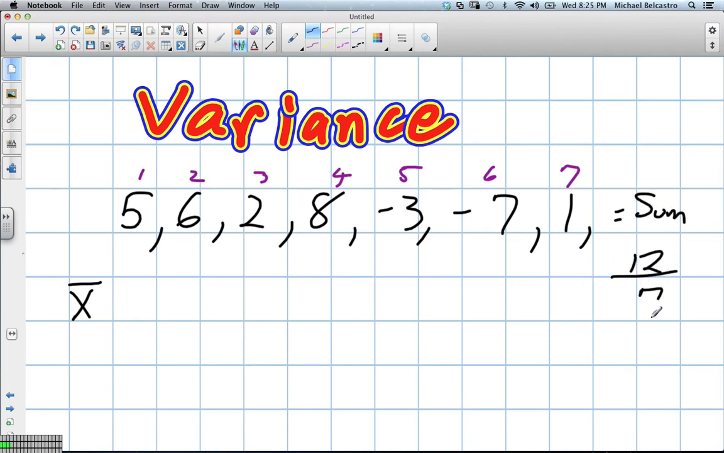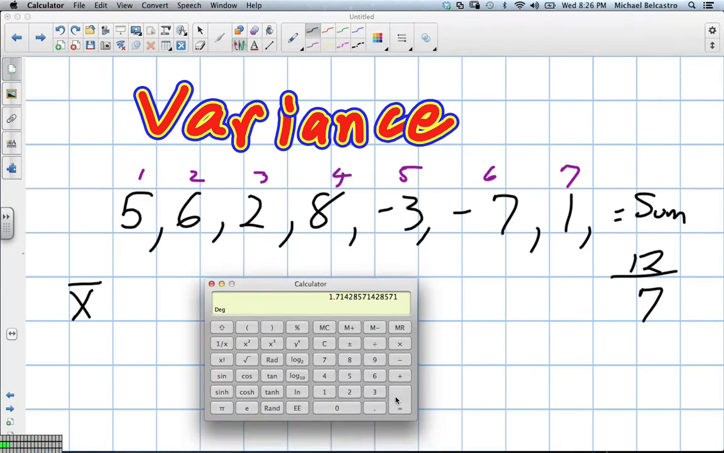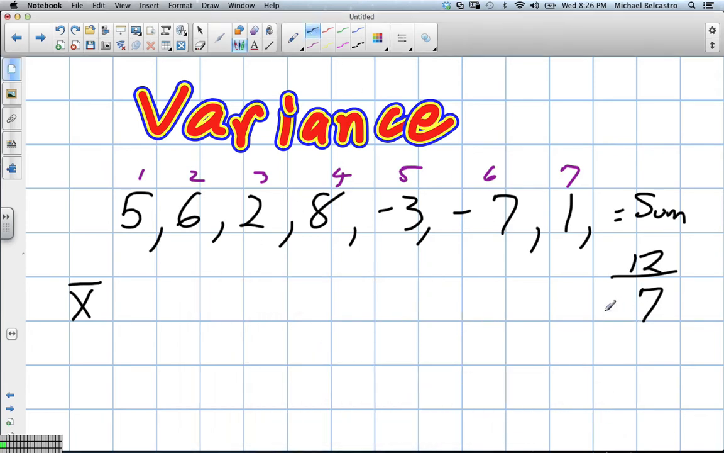And we need to divide by 7. 12 divided by 7 is 1.71, let's say. It's usually nicer when we have an even number, but it's fine. So in other words, the mean of this is 1.71. And the reason the mean is kind of in the middle there, if we were to organize that, you'd see that these negatives pull the actual mean down.